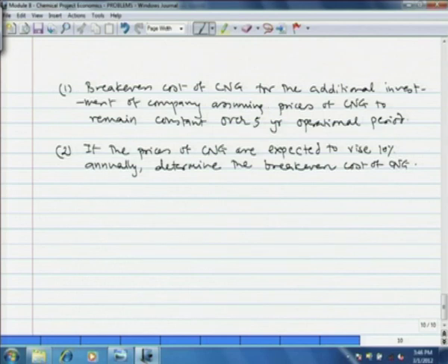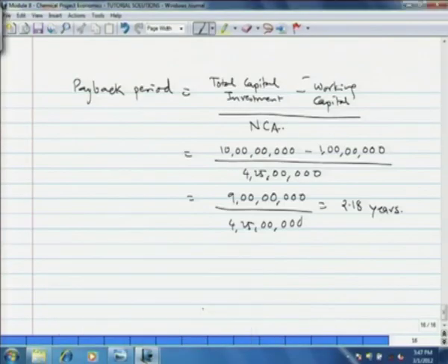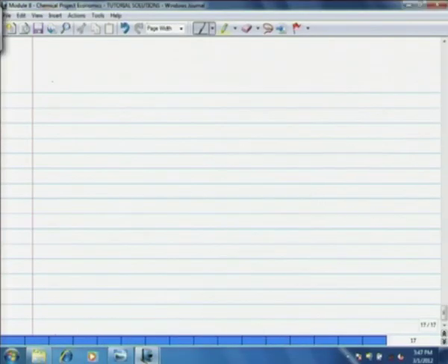And then secondly, if the prices of CNG are expected to rise by 10% each year, determine the break even cost of CNG. Now, here we note a point that at break even, the plant makes neither profit nor loss.